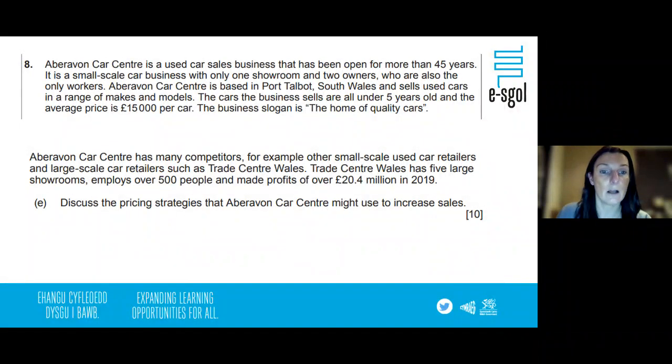Now, the car centre has many competitors, for example, other small-scale used car retailers and large-scale car retailers such as Trade Centre Wales. Trade Centre Wales has 5 large showrooms, employs over 500 people, and made a profit of over £20.4 billion in 2019. Discuss the pricing strategies that Aberfan Car Centre might use to increase sales.